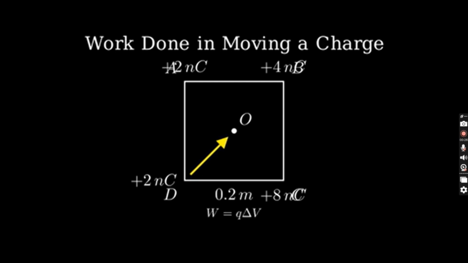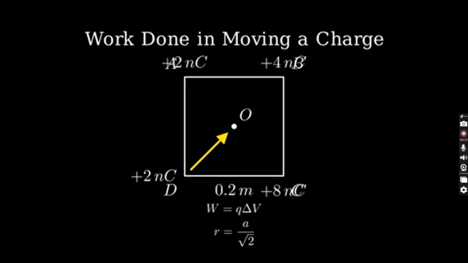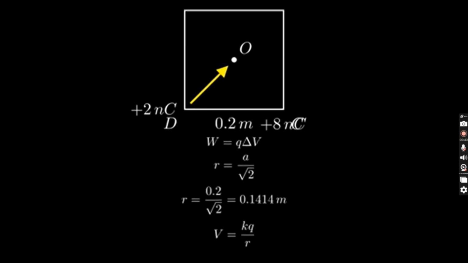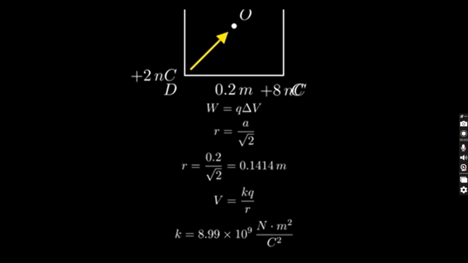First, let's find the distance from any corner to the center of the square. For a square with side length a, the distance from a corner to the center is a divided by the square root of 2. With our side length of 0.2 meters, this gives us 0.1414 meters. Now, to find the electric potential at the center, we'll use Coulomb's formula for electric potential, V equals K times Q over R, where K is Coulomb's constant, approximately 9 times 10 to the 9th newton meters squared per coulomb squared. Let's calculate the potential at the center due to each charge.